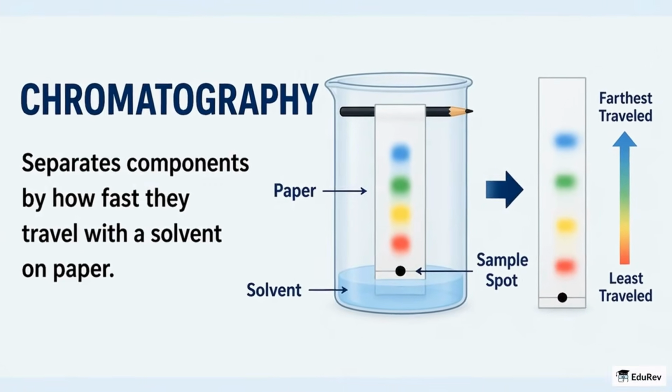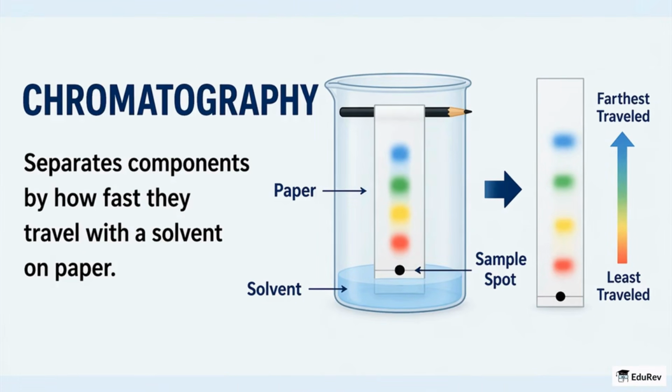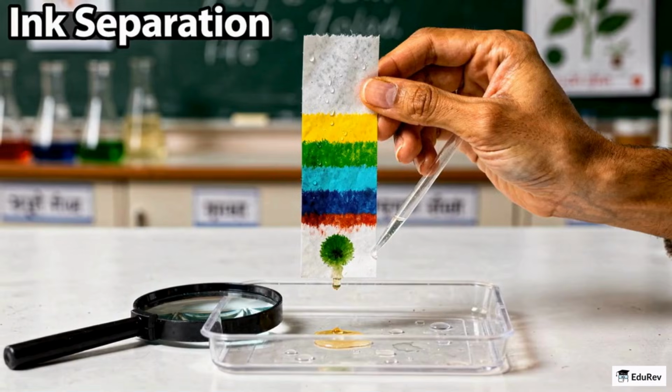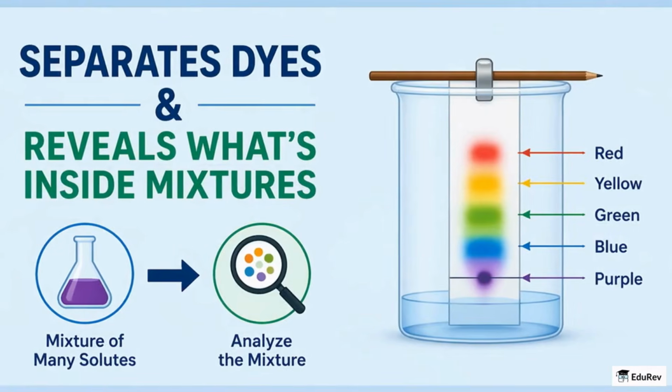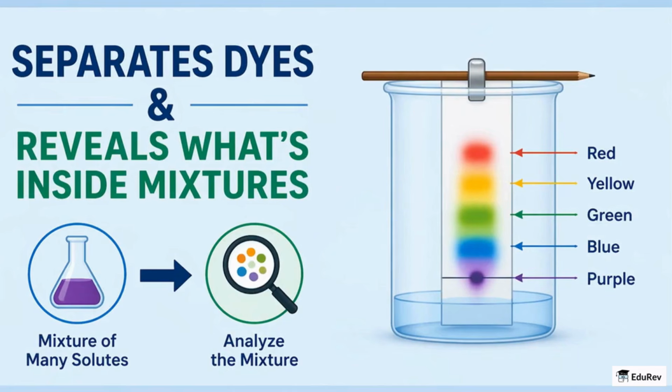Chromatography is another elegant method that separates components by how fast they travel with the solvent on paper. A tiny spot of ink or plant pigment spreads and divides into colored bands as the solvent climbs the paper. This method is great for separating dyes and checking what's inside mixtures of many solutes.